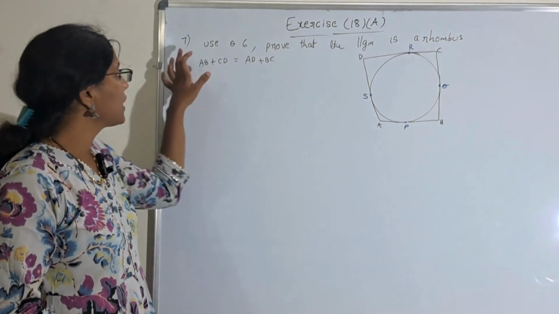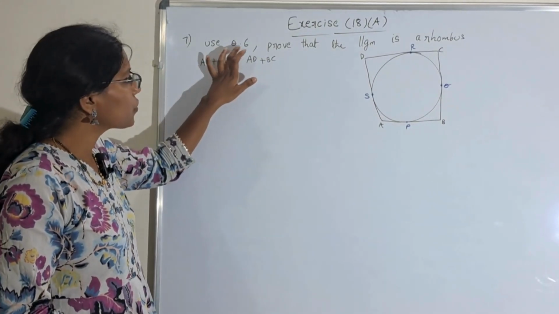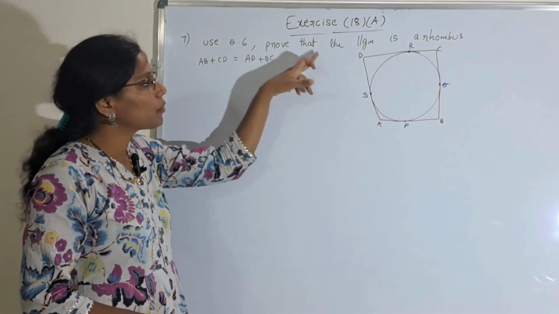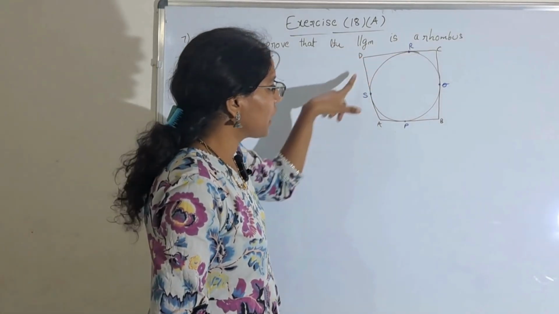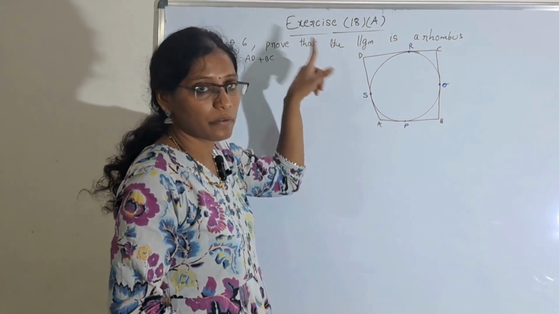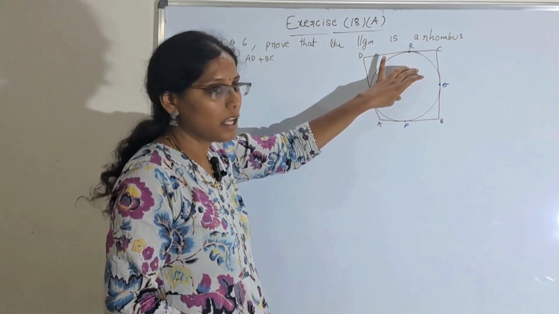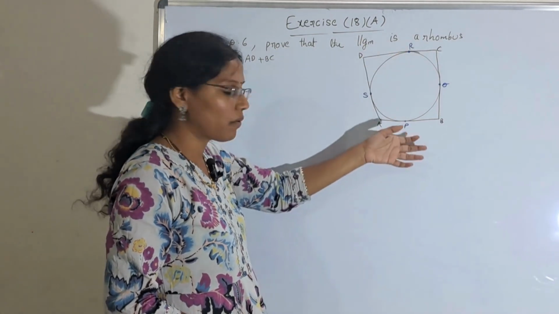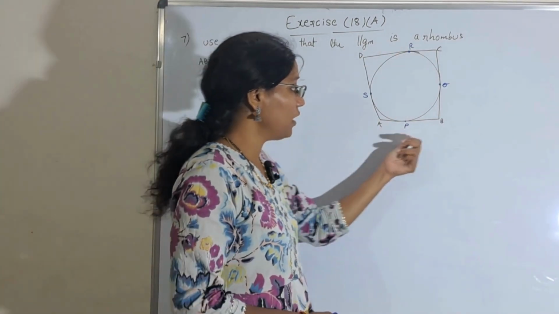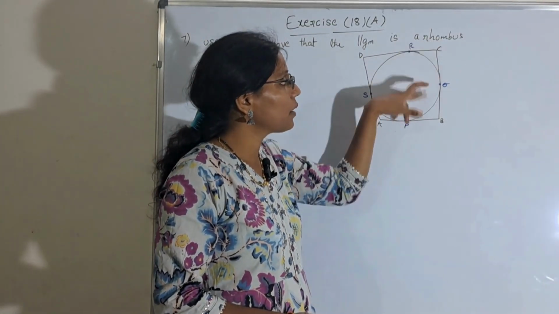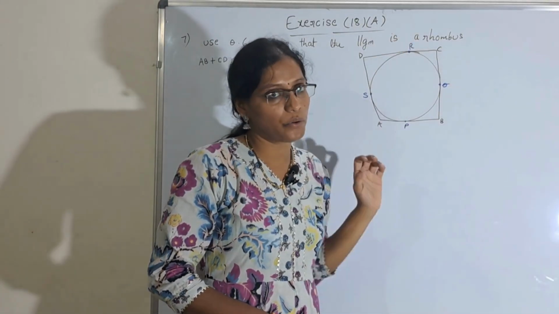Next problem is 7th problem. Here use question number 6. Question number 6 properties we have to use. Prove that ABCD is a parallelogram. Before, in question number 6, ABCD is a quadrilateral they have given. This parallelogram also is a quadrilateral only. Here you should feel ABCD is a parallelogram, that we have to prove. ABCD is a rhombus we have to prove.